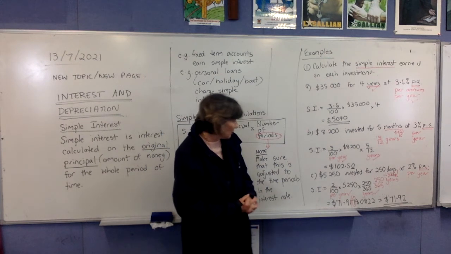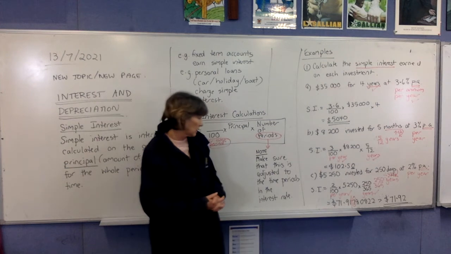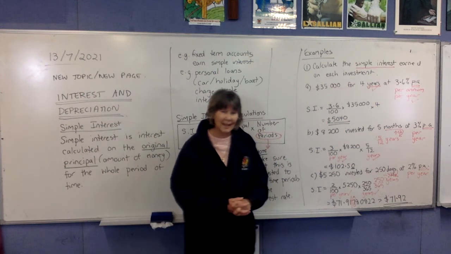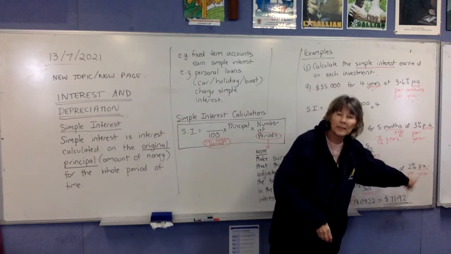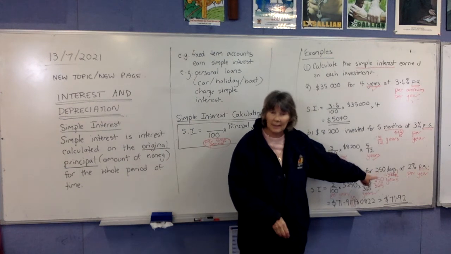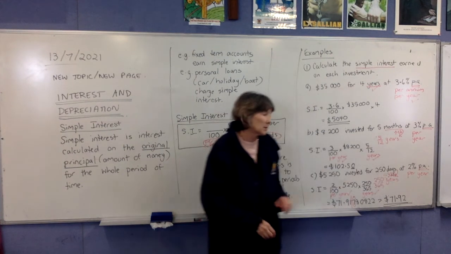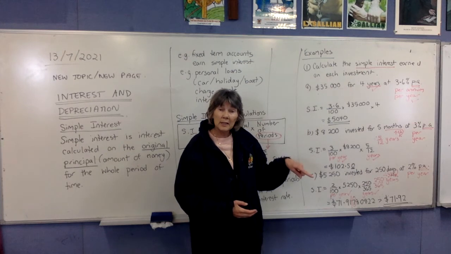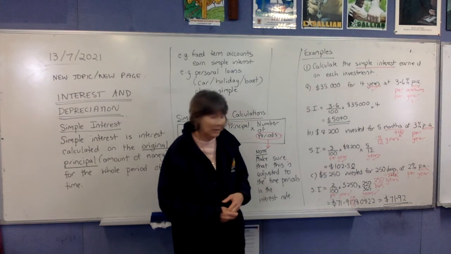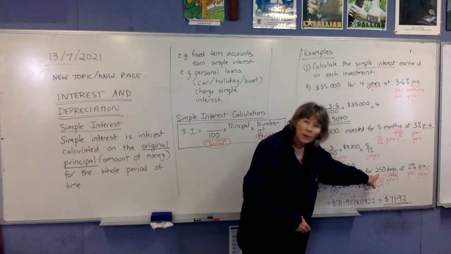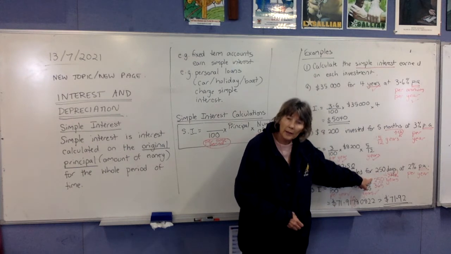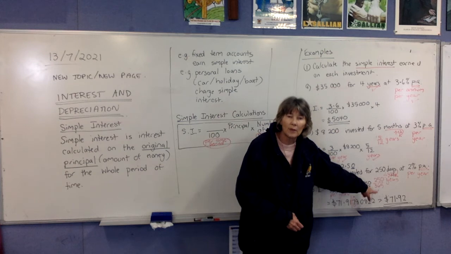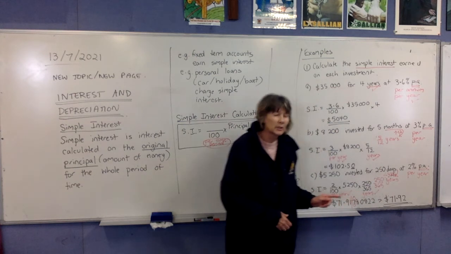In the next one here, we've got $5,250 invested for 250 days at 2% per annum. So per annum, per year. This has to be in years, so we have to change days to years. Going to years is going to a bigger unit, so we divide, and there's 365 days in a year. So we're going to take this number, 250 days, and divide by 365, and you're going to just write it as 250 over 365. That's the fraction of a year it takes up.